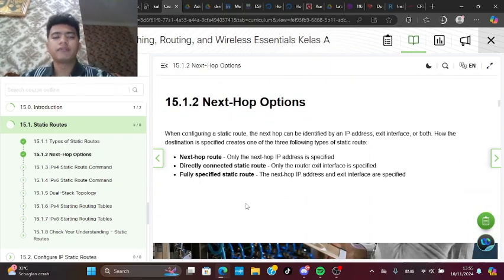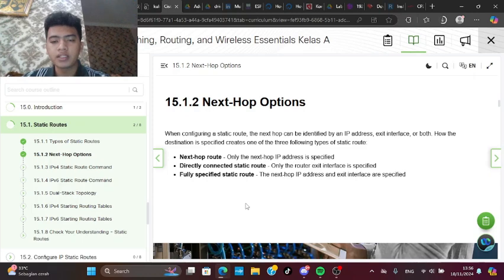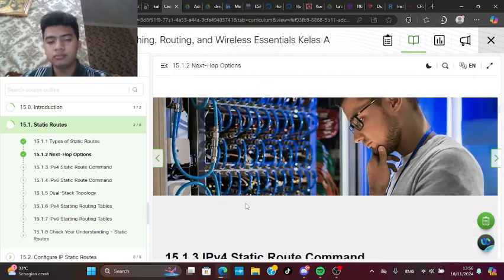The first is the next hop option. When configuring a static route, the next hop can be identified by an IP address, exit interface, or both. How the destination is specified creates one of three types of static routes. The first is a next hop route, the second is a directly connected static route, and the last is a fully specified static route. In the first, only the next hop IP address is specified; in the second, only the router exit interface is specified; and in the last, the next hop IP address and the exit interface are both specified.